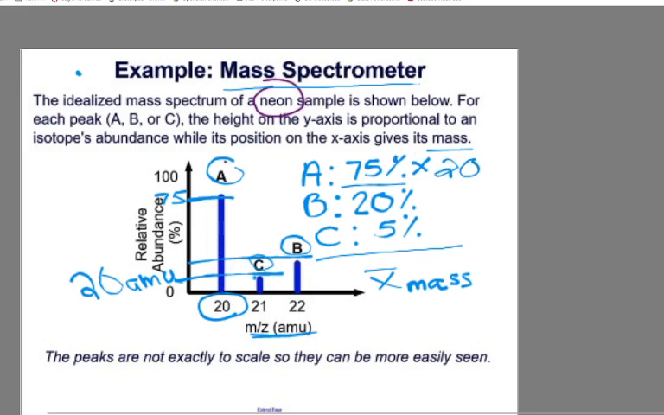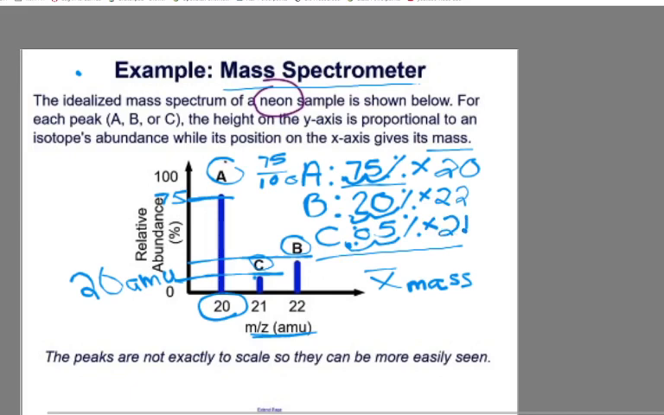But with percents, we can't multiply a percent. Percents are basically out of 100. Or you can take the decimal and move it twice. Same with this one. B, we're going to move it twice. And C, we would move it twice, giving us 0.05. So 20 for B is going to be times 22. And this 5% of C is times 21.